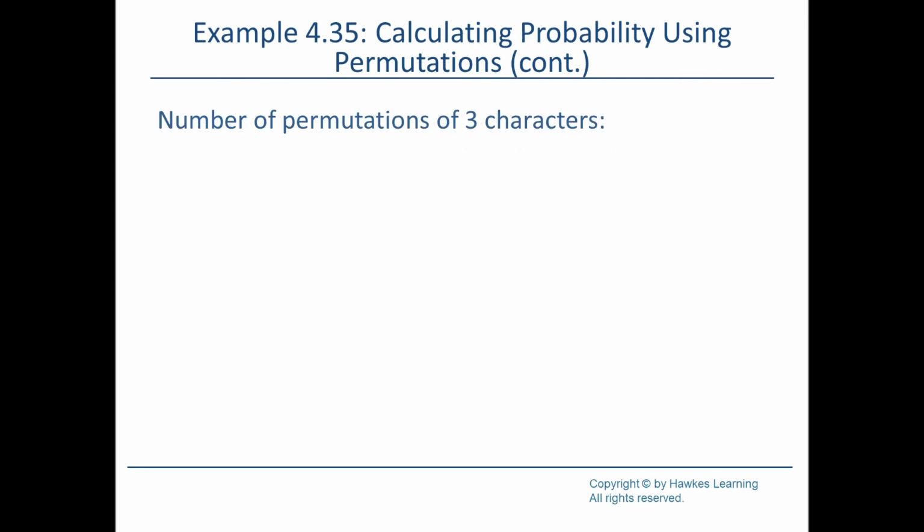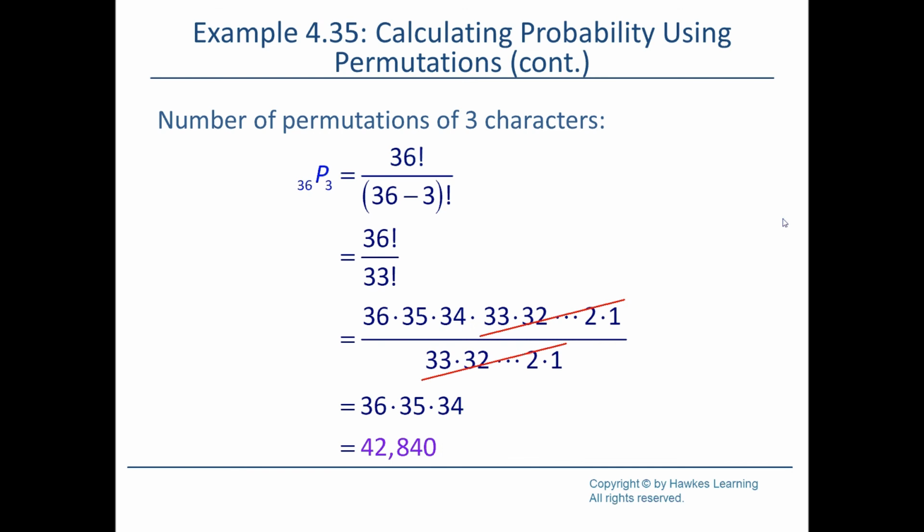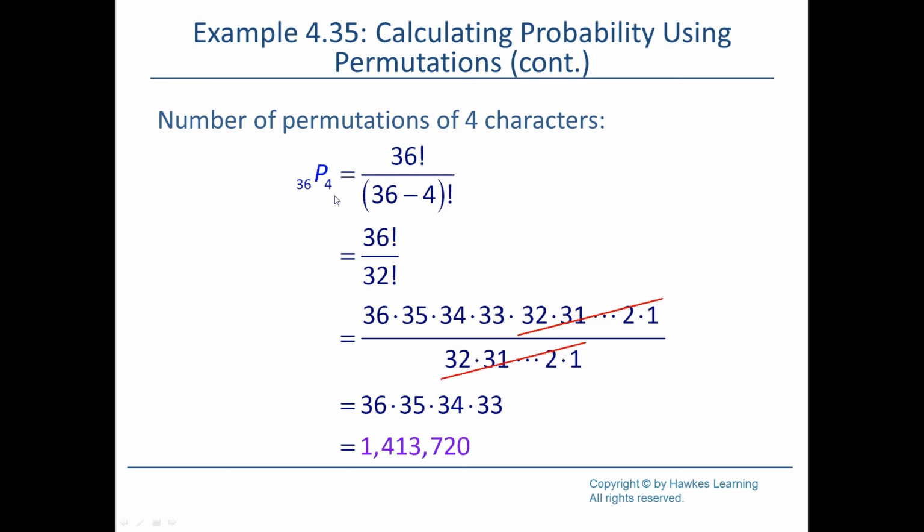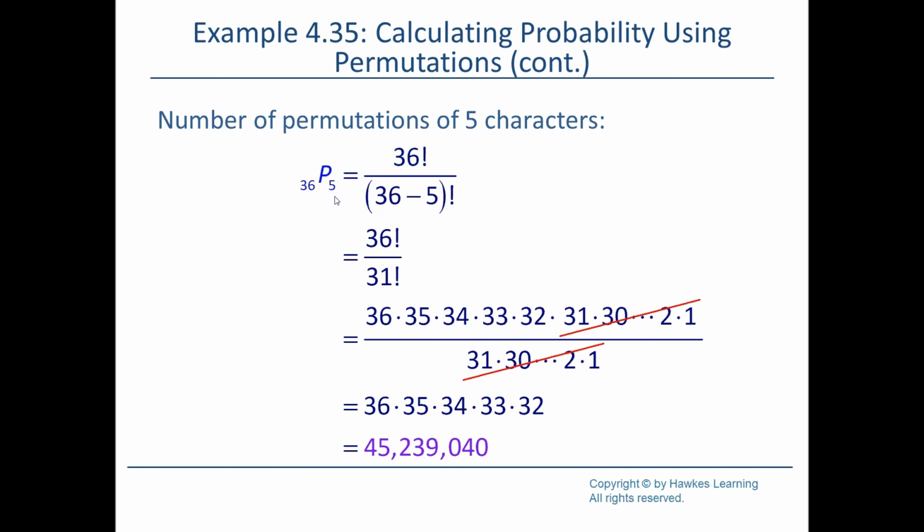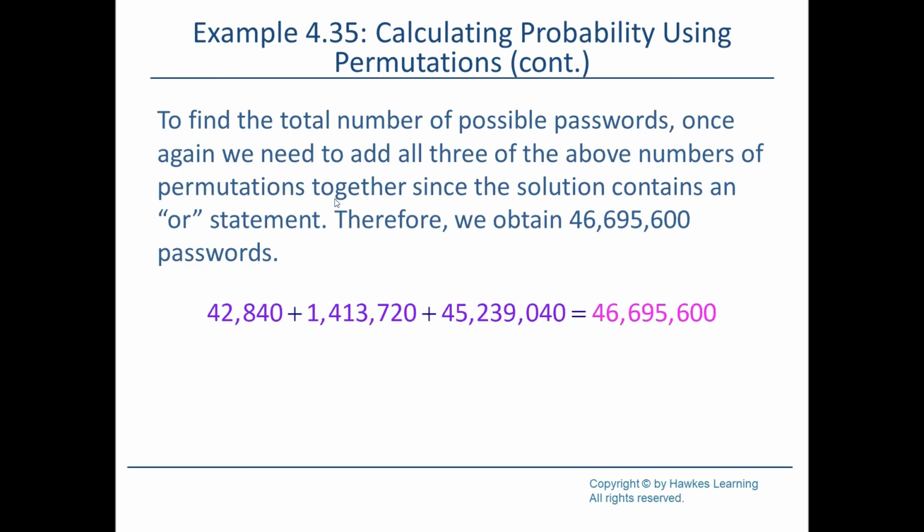So here's the calculation for 3. It's 36 permute 3. For 4 characters, it's 36 permute 4. And for 5 characters, it's 36 permute 5. So the total number of possible passwords is just the sum of those, which is about 46.7 million possibilities.